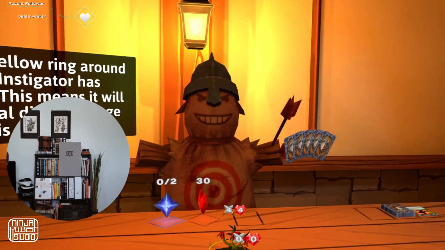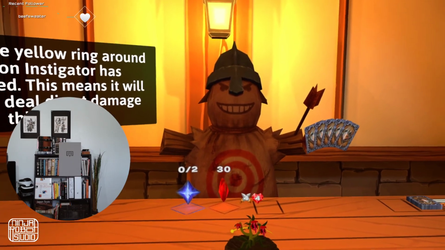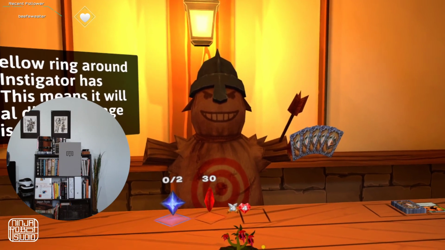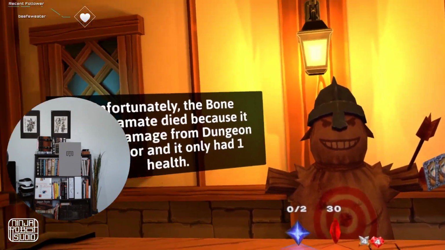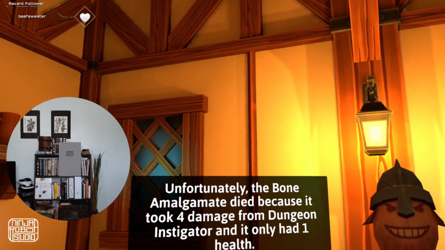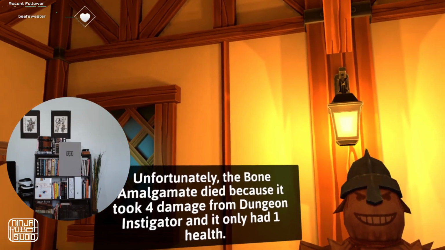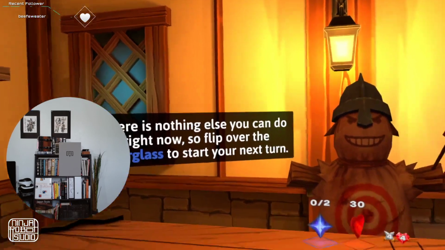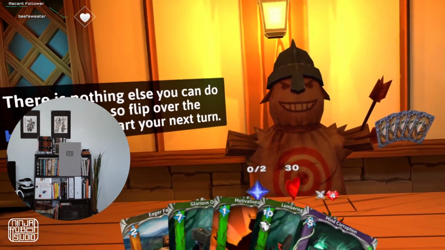Perfect. The yellow ring around Dungeon Instigator has disappeared. This means it will no longer deal direct damage this turn. Unfortunately, the Bone Amalgamate died because it took 4 damage from Dungeon Instigator, and it only had 1 health. There's nothing else you can do right now, so flip over the hourglass to start your next turn.